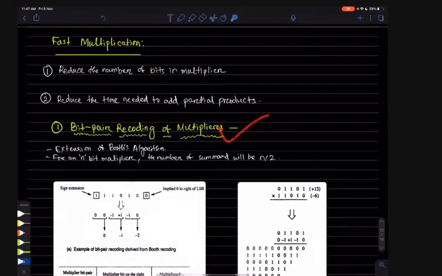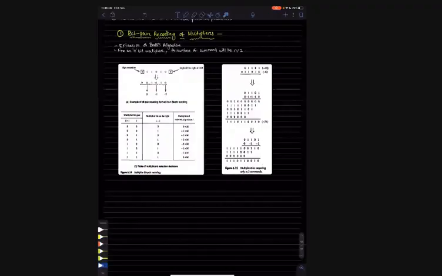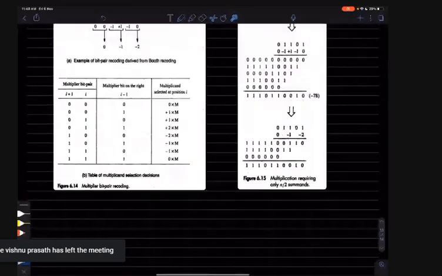This is the technique called bit pair recoding of multipliers. It is an extension of Booth's algorithm, and the same technique will be used here. In Booth's algorithm we check two bits and give a coded value, but here we will check three bits and give a code. So how to do that?